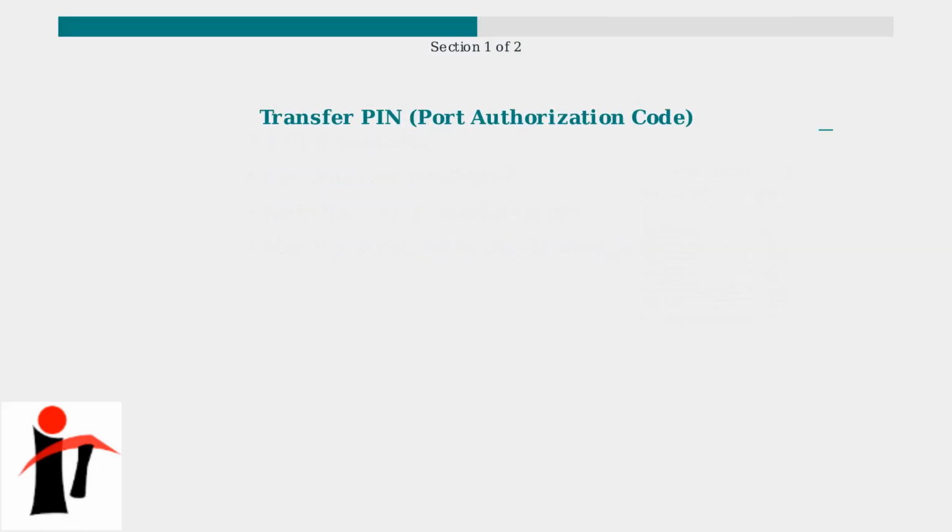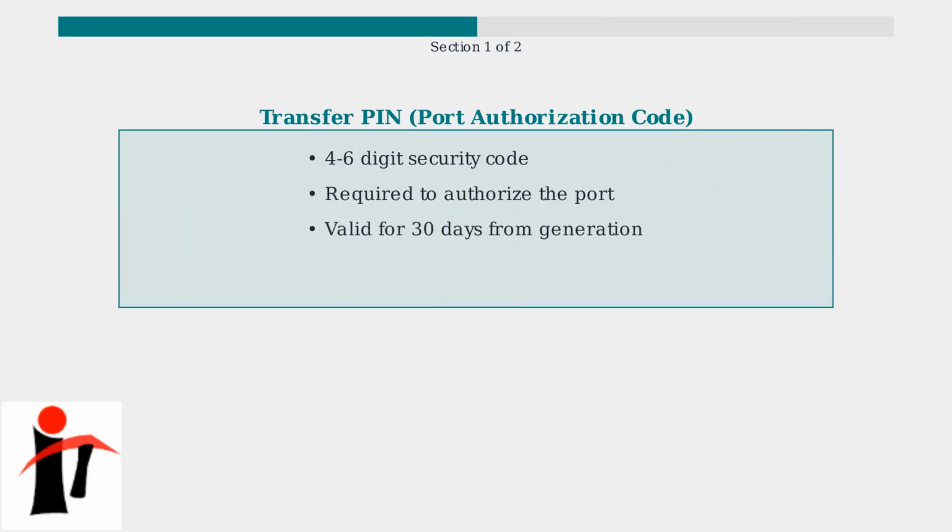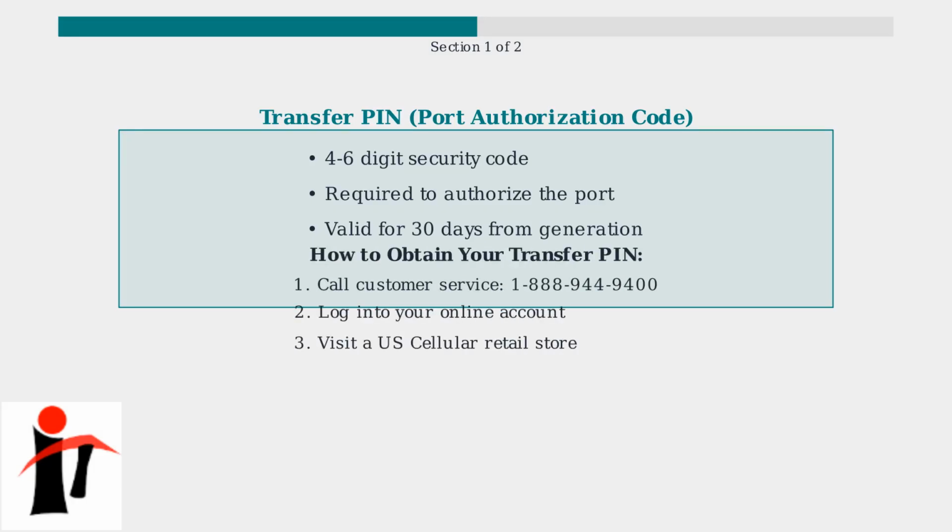The second critical requirement is your transfer PIN, also called a port authorization code. This is a 4 to 6-digit security code that authorizes the port. The PIN is valid for 30 days from when it's generated. You can obtain your transfer PIN in 3 ways: by calling US Cellular customer service at 1-888-944-9400, logging into your online account management portal, or visiting any US Cellular retail store in person.